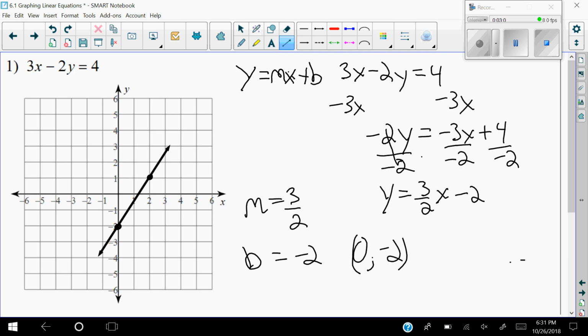And that's it. That's how you graph a linear equation in slope-intercept form. So go ahead and take a look at this next example and see if you can do this one.